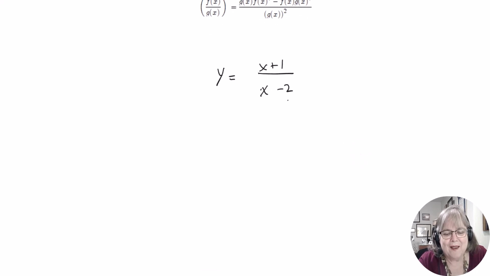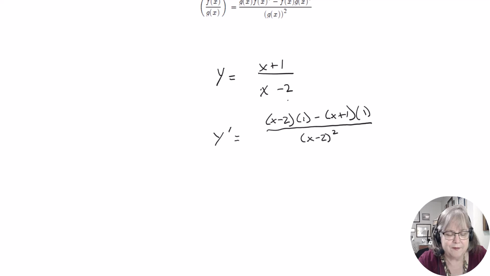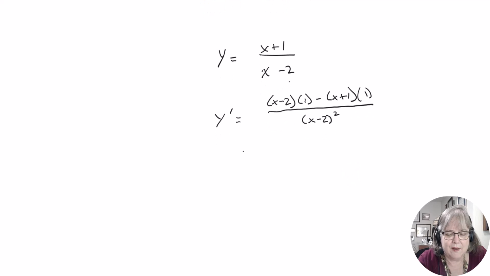So we're going to take the derivative. We change this to y prime. And we start with the bottom times the derivative of the top. The derivative of x plus 1 is 1, minus the top times the derivative of the bottom. The derivative of x minus 2 is 1, all over the bottom squared.